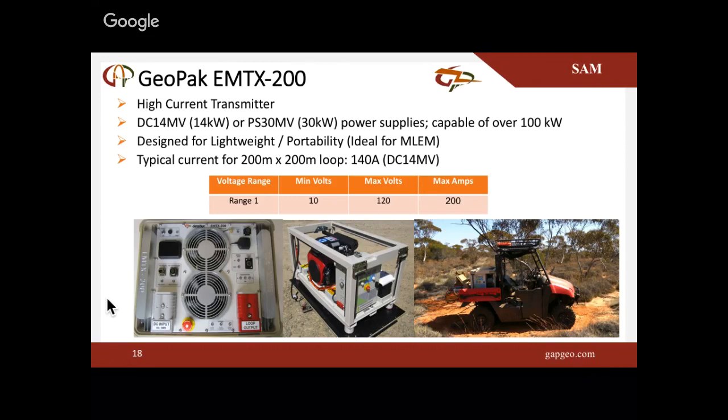Our moving loop EM transmitters are very much designed to be portable because they're moving all the time. So in this case, we've got very high current, they're capable of up to 200 amps, but you can see they can fit on the back of a little ATV or UTV, so quite easy to move around, really.